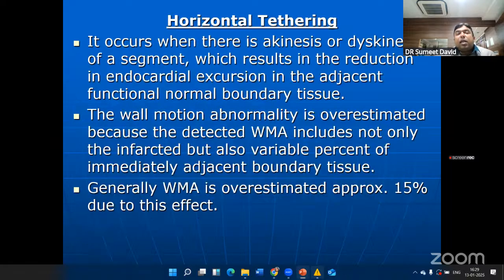So horizontal tethering occurs when there is akinesia or dyskinesia of a segment, which results in a reduction in endocardial excursion in the adjacent functionally normal boundary tissue. The wall motion abnormality is overestimated because the detected wall motion abnormality includes not only the infarcted tissue, but also a variable percent of immediately adjacent boundary tissue. So generally, the wall motion abnormality is overestimated approximately 15 to 20% due to this effect.